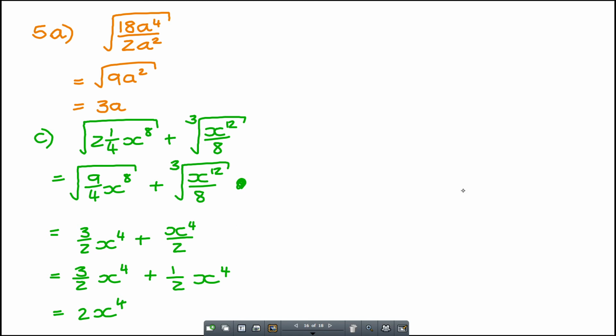Okay. So they initially gave me 2 1/4 x to the power of 8, no? Now if I say 2 times 4 gives me 8, plus that 1 gives me 9 over 4 x to the power of 8. Does that now make sense? And the 9 over 4x to the power of 8.